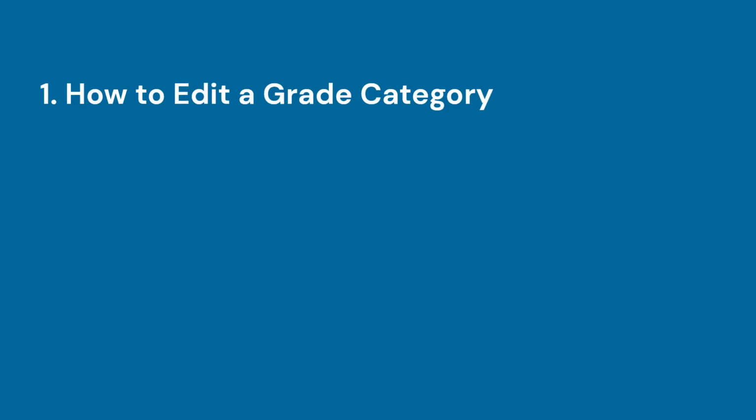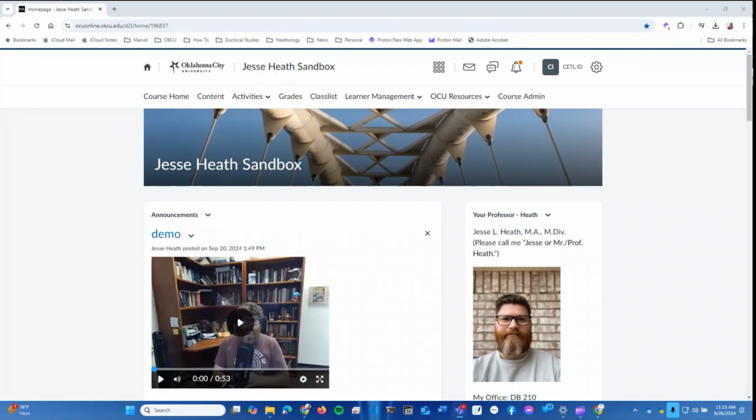In this video, I would like to show faculty how they can edit a grade category within their D2L gradebook. You can see here that I have my course open in D2L. First, I'm just going to navigate to the grades link in my course navbar and click on it.